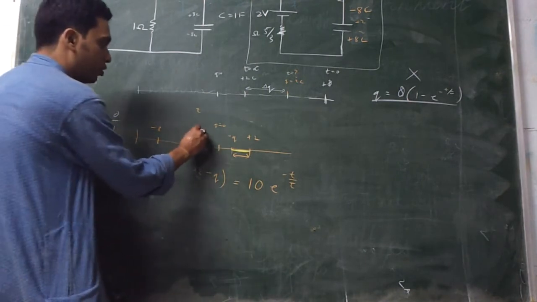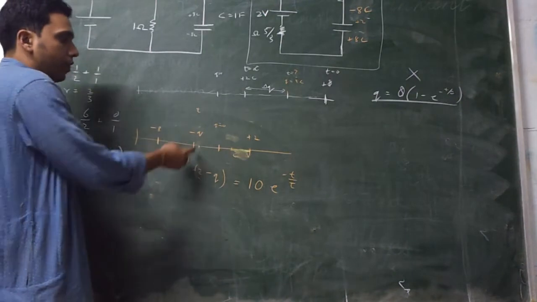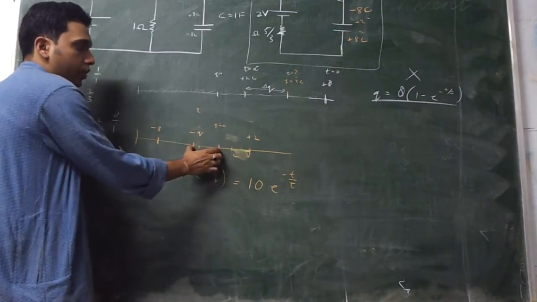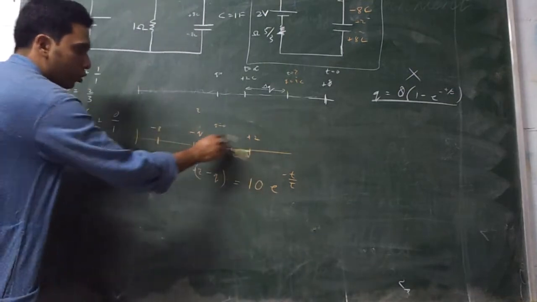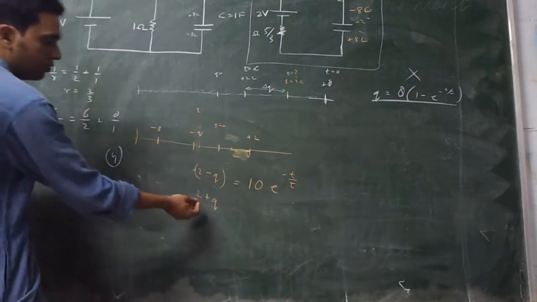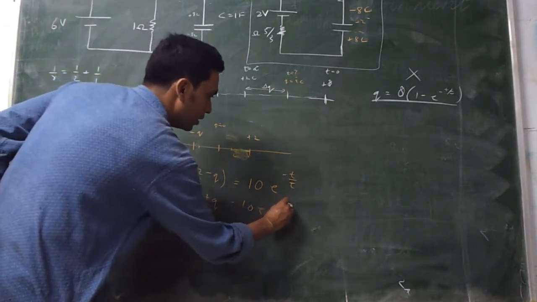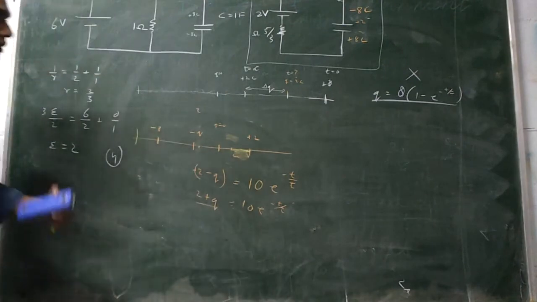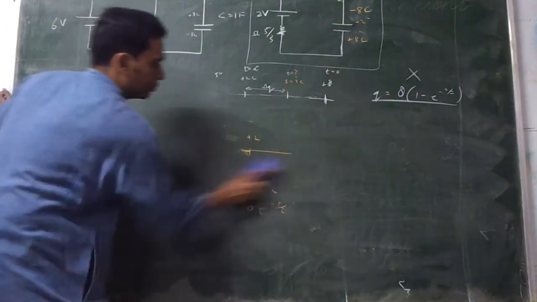If it was minus Q over here, say minus 3 volt, how much is the distance? Q over here and plus 2 over here, so this distance is equal to Q plus 2. 2 minus of minus Q gives you plus Q also. Is equal to 10 into e power minus t by tau. So this way you can solve large circuits without any problem.